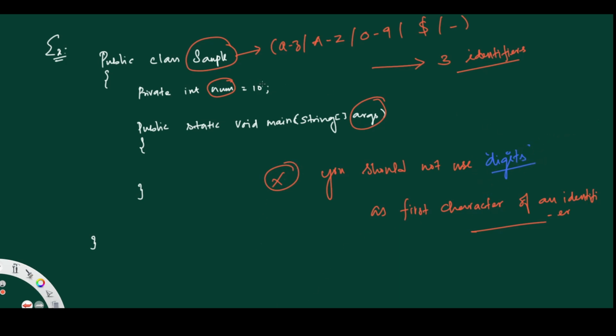What it means is you cannot have an identifier like 3num equal to 10. You cannot have a digit at first, but you can have it like this: num3 equal to 10. So this is valid, this is invalid. Now we will see a few valid and invalid identifiers.